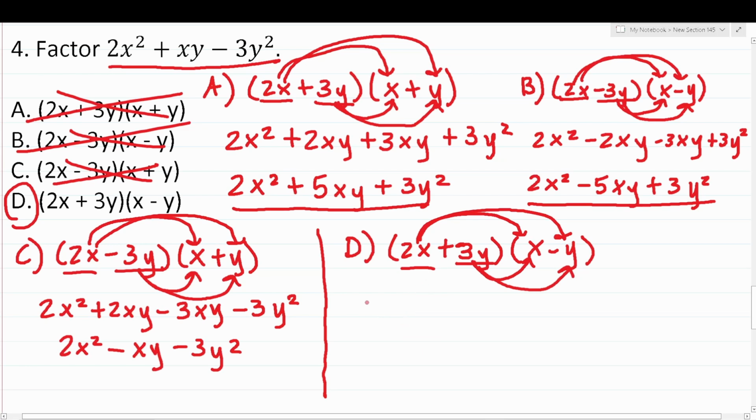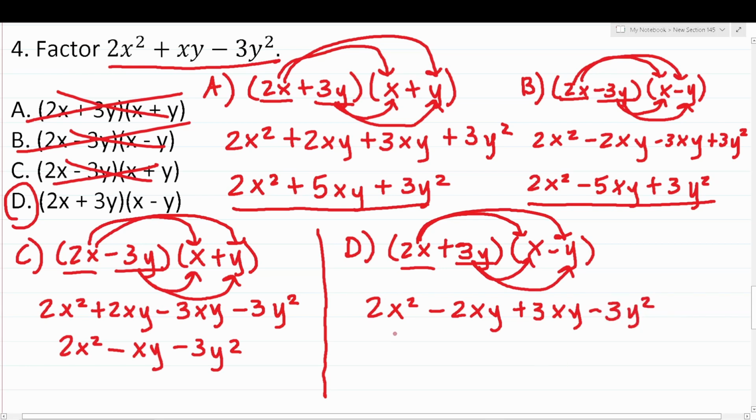We have 2x times x, which is 2x squared. Then we have 2x times negative y, which is negative 2xy. Positive 3y times x is plus 3xy. And then plus 3y times negative y is going to be negative 3y squared.